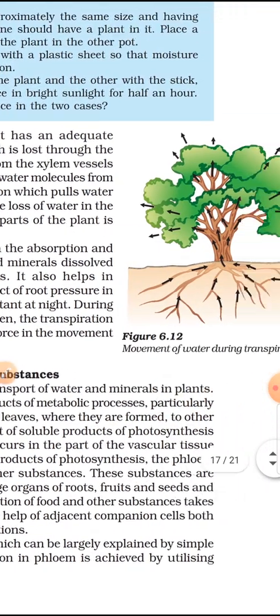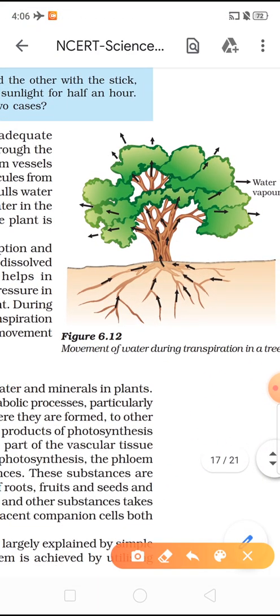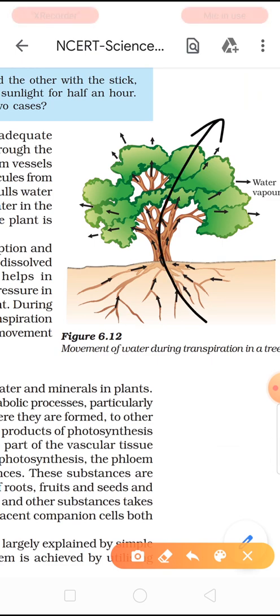Now what they are talking about, they are telling that water is moving from roots to leaves. Okay, but as it is moving in an upward direction, there should be some pressure, there should be something which allows the water to move in an upward direction. Okay, so what is this? This is simply the transpiration. Now what is transpiration?